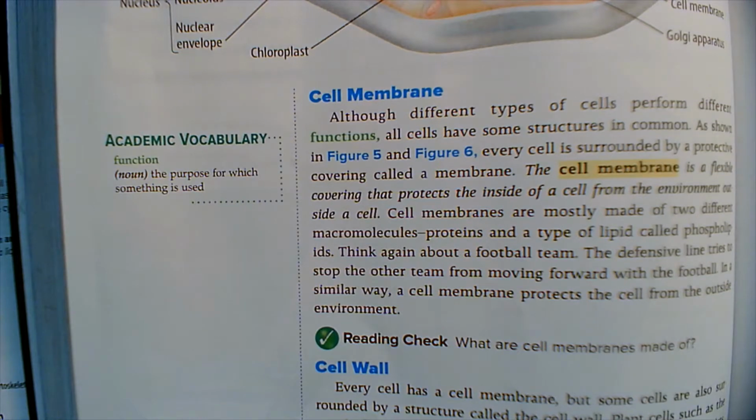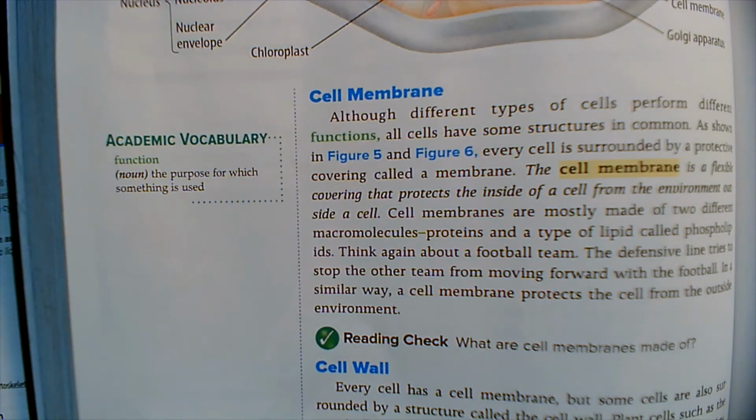Although different types of cells perform different functions, all cells have some structures in common. As shown in figure 5 and figure 6, every cell is surrounded by a protective covering called a membrane. The cell membrane is a flexible covering that protects the inside of a cell from the environment outside of the cell. Cell membranes are mostly made of 2 different macromolecules, proteins and a type of lipid called phospholipids.